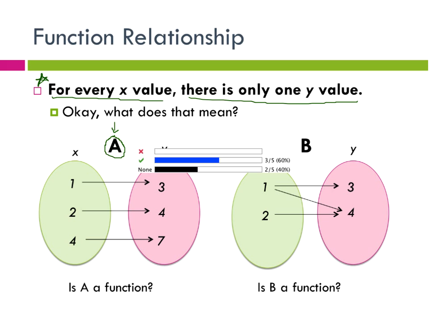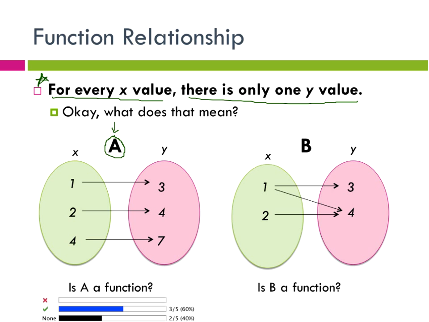Three of you polled in and said, yeah. Okay. A is a function. And we can see that here because our x value is 1. The only y value it's associated with is 3. Same with 2. 2 is only associated with 4. And an x value of 4 is only associated with 7.